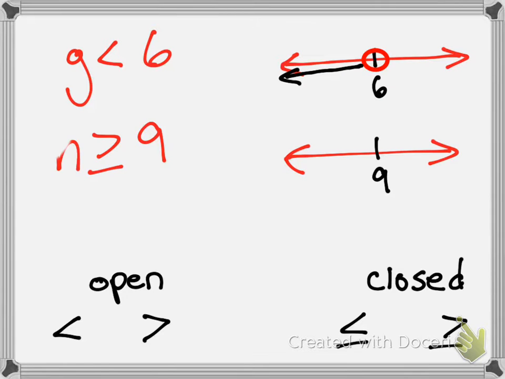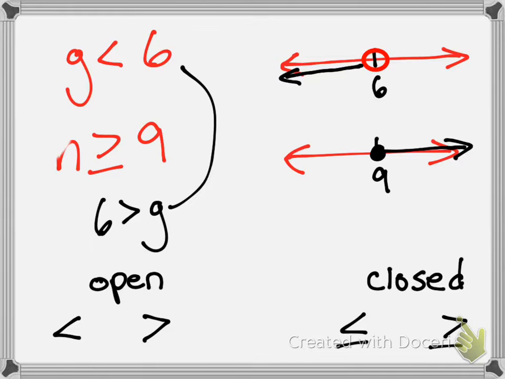What about this second one? This second one, Matthew, open dot or closed dot? Closed dot. And which direction am I going to be going, Adriana? Right, exactly. So you have to pay attention. By the way, 6 is greater than G is the same thing. 9 is less than or equal to N is the same thing. You always just have to pay attention to which direction that you are going.